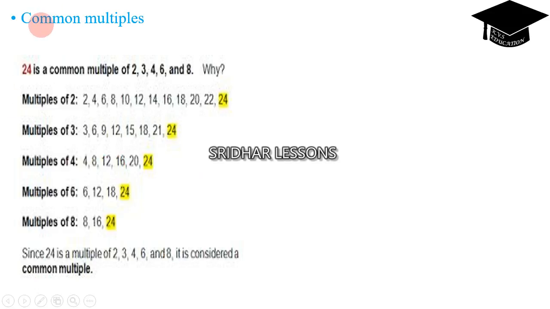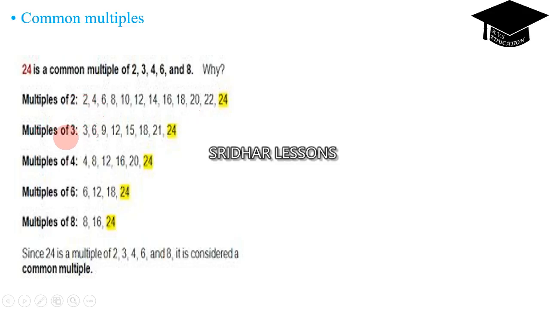Now we will see the common multiples. 24 is a common multiple of 2, 3, 4, 6 and 8. How is it so? We will see the multiples of 2 up to 24: 2, 4, 6, 8, 10, 12, 14, 16, 18, 20, 22, 24. These are the multiples of 2.